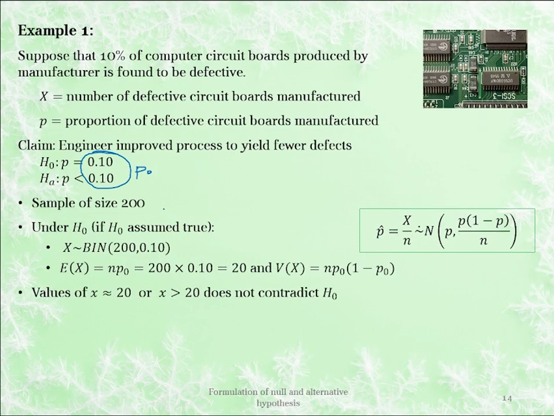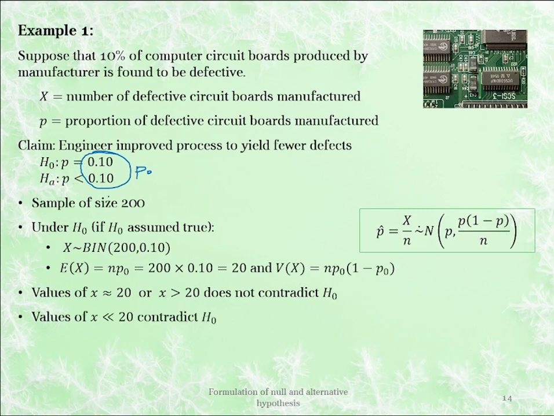And we might say, okay, so we know that if the null hypothesis is true, we expect roughly 20 of the 200 circuit boards to be defective. So if we get a value of x of 20, or a value of x which is larger than 20, this is not contradicting the null, because remember, implicitly the null is actually that it is greater or equal to 0.1. That's not what we're interested in. We're interested in less than. So contradicting the null, even though it says equal, it's actually implied greater or equal in this case.